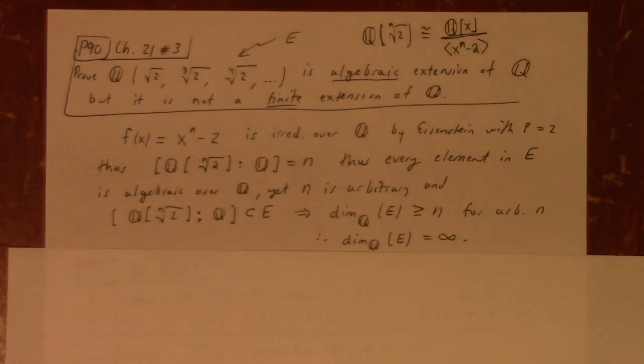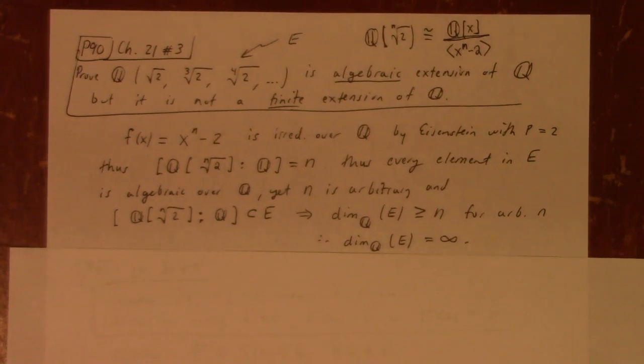Another way to argue that more concretely is if it was a finite extension, then it would be an algebraic extension. And if it's an algebraic extension, then you have a polynomial which takes arbitrary roots of 2 as its zeros, which would mean that that finite degree polynomial had infinitely many zeros, which of course is nonsense.